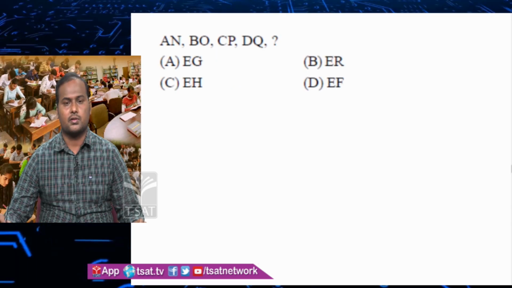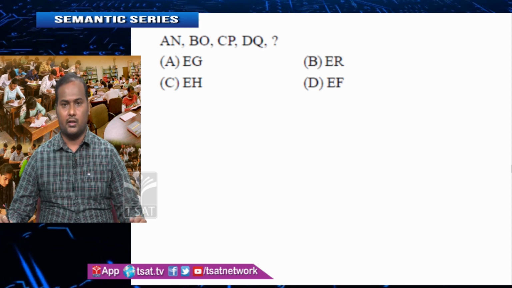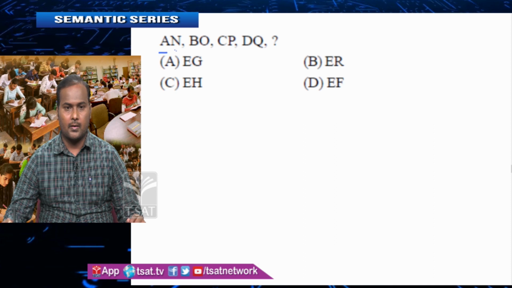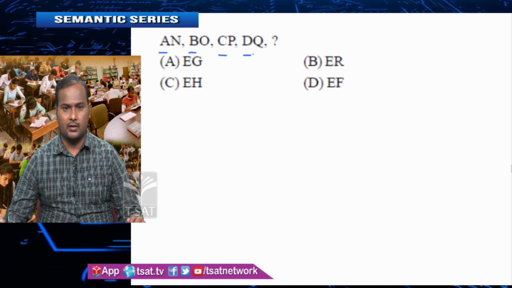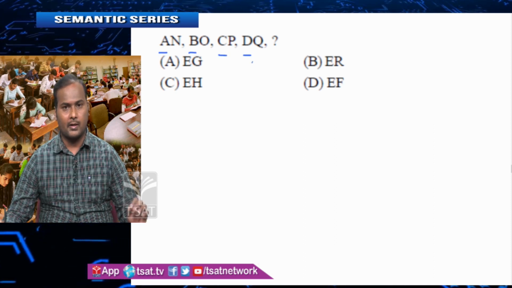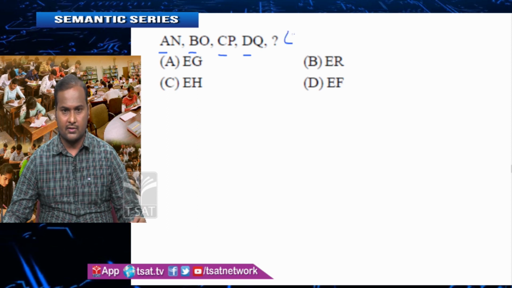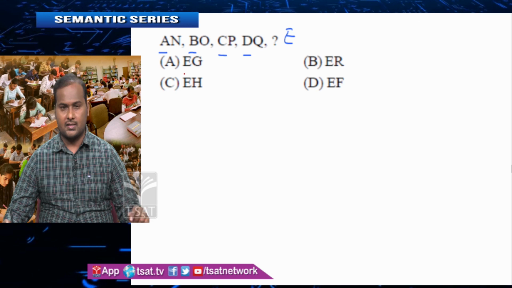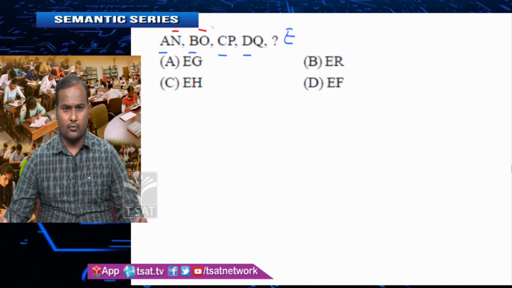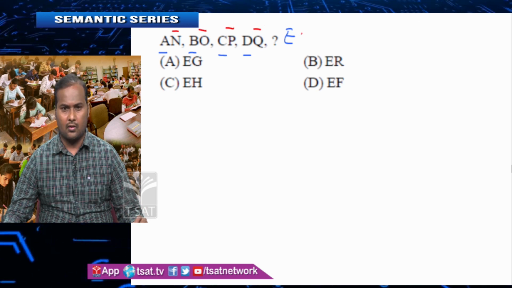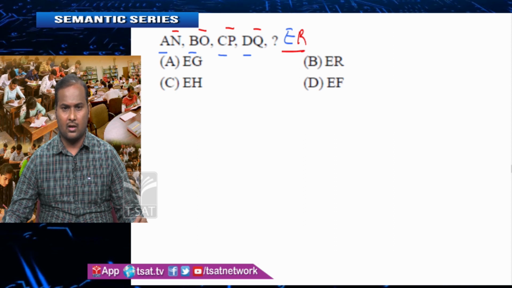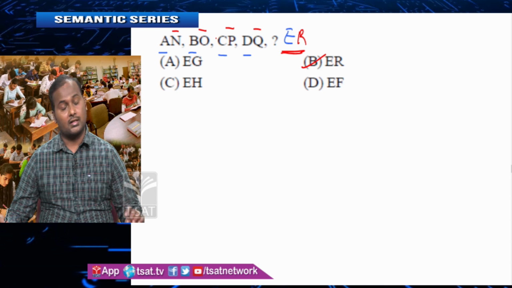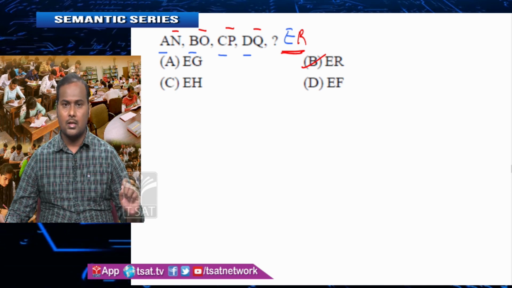In this particular question, the moment you see it, I can clearly say it is increasing by plus 1. That is A, B, C, D. So everything is increasing by plus 1, and the next answer will be E. In the same way, take the other series N, O, P, Q. Obviously the next one will be R. So your answer is ER. In this case there are two series and both are increasing by plus 1.